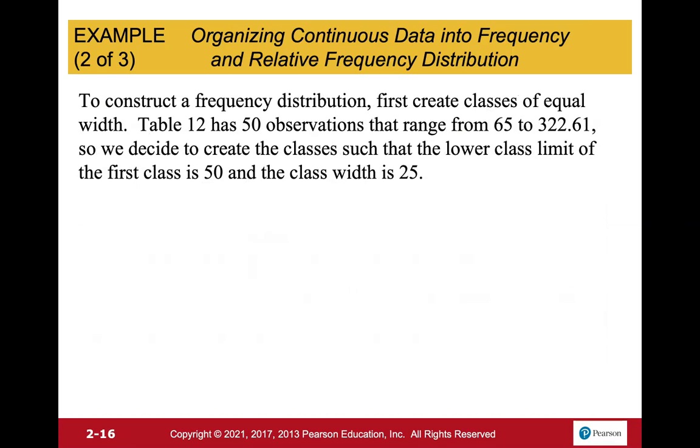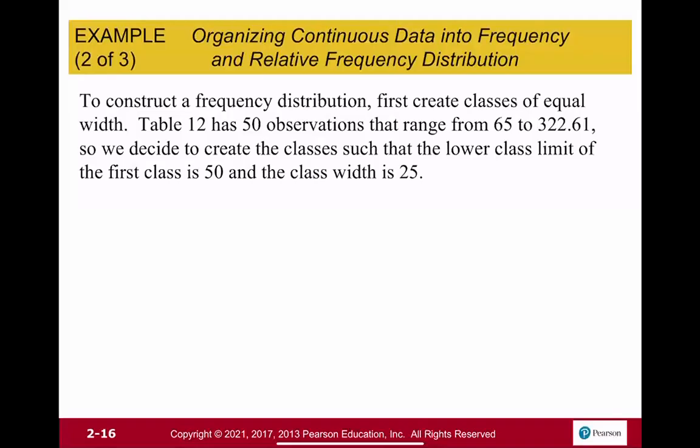322.16. All right, so we decide to create the classes such that the lower class limit of the first class is 50, because we want to make sure that we catch for sure that 65. So if our smallest value is here at 65, making sure that we catch that limit, we go a little bit smaller, so that's why we say 50. So 50 and the class width of 25. So that seems like a good way to start. So we could start with that. And let's take it to the notebook.